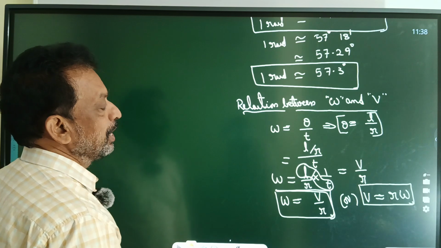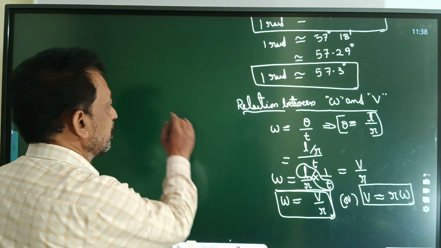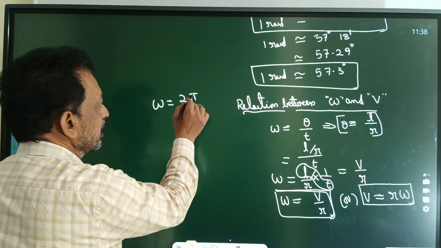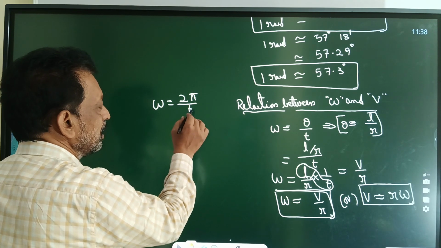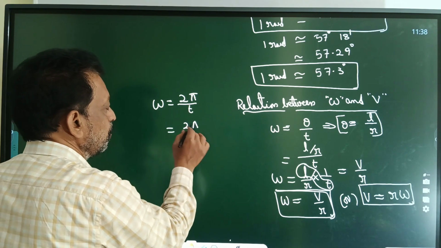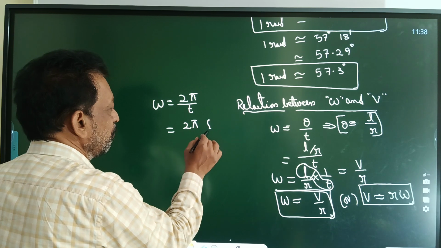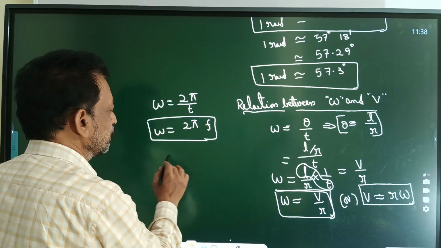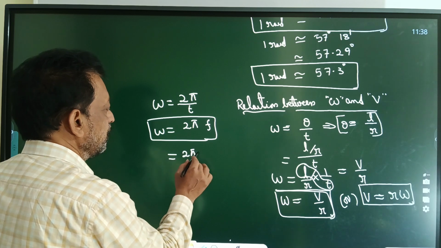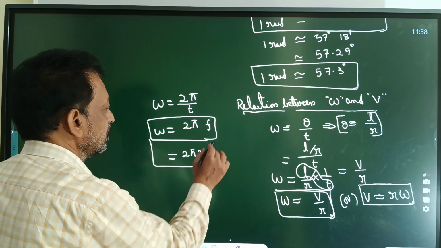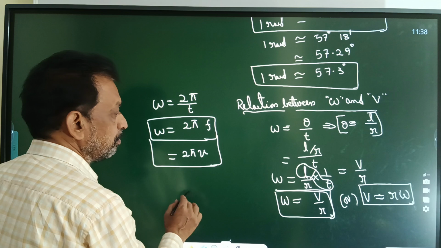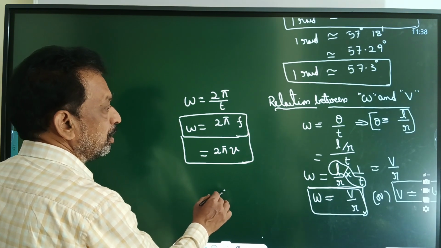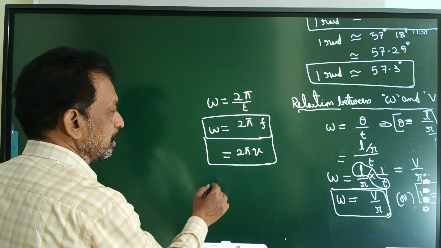So for one complete revolution, you can take omega is equal to 2 pi by t, that is equal to 2 pi into 1 by t, called frequency. Omega is equal to 2 pi f, or 2 pi nu, frequency. Understood?